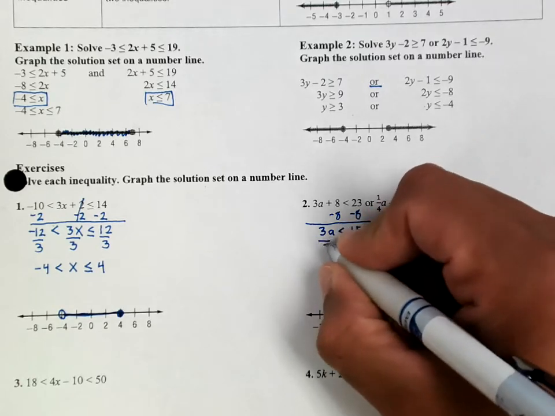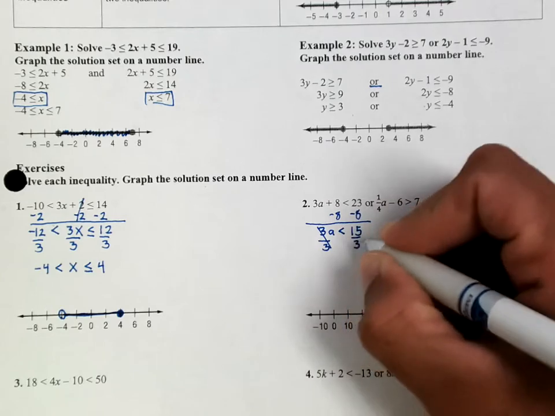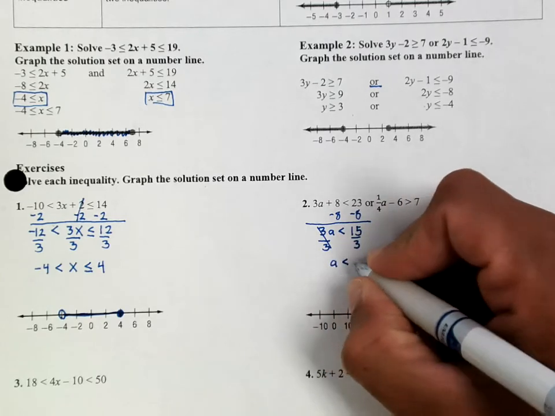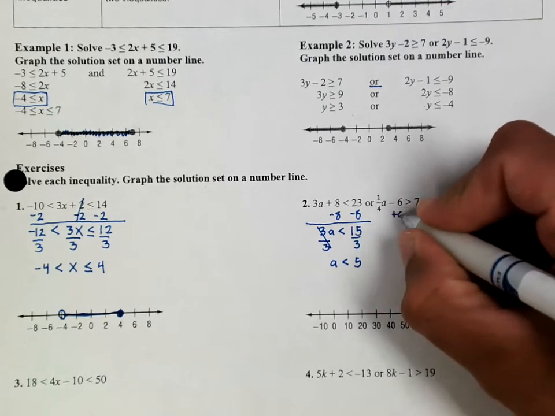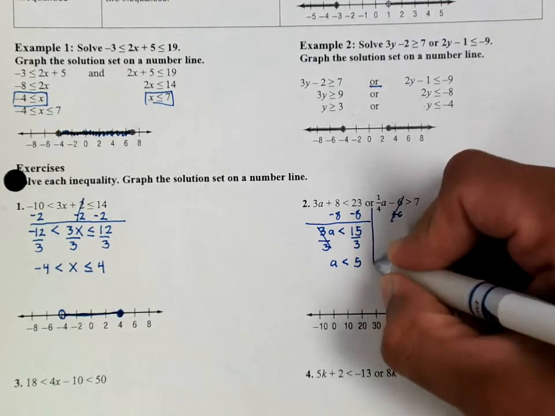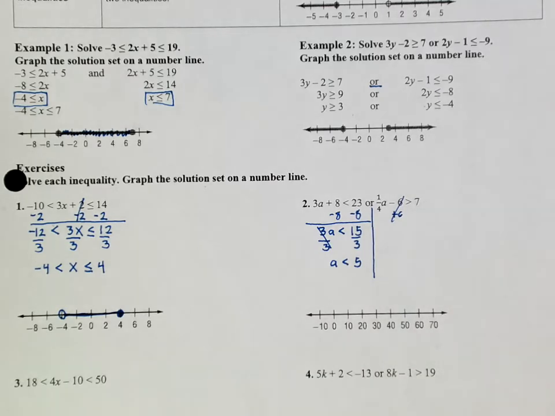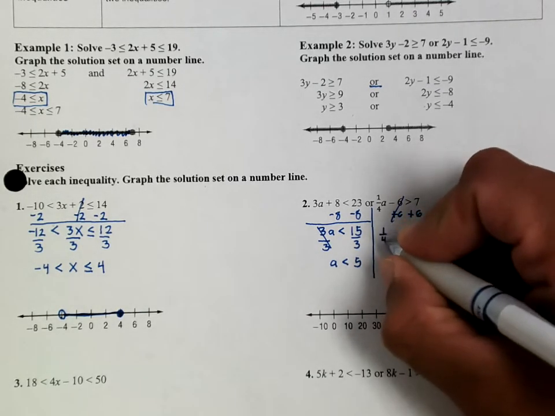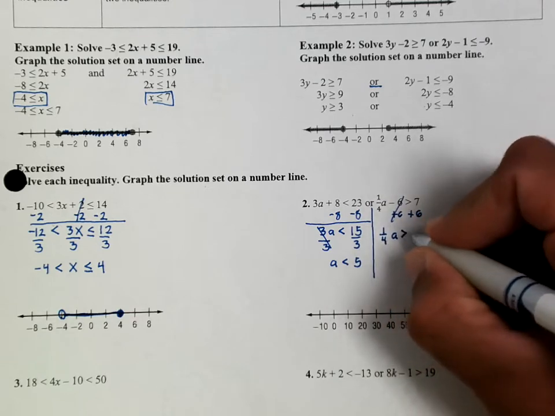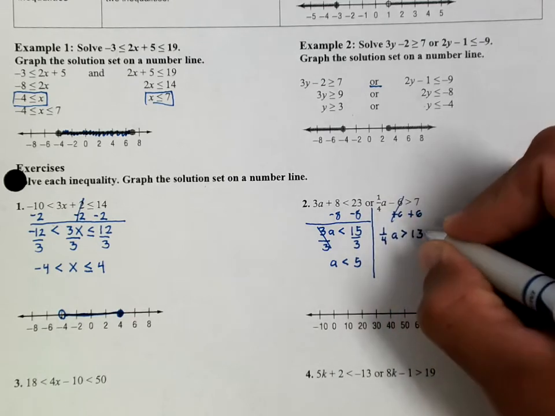And we're going to divide both sides by 3. So a is less than 5. On the other side, I'm going to add a 6. So I'm going to draw a line here so it doesn't get all smashed together. So I'm going to add a 6. So I have 1/4 a is greater than 13.